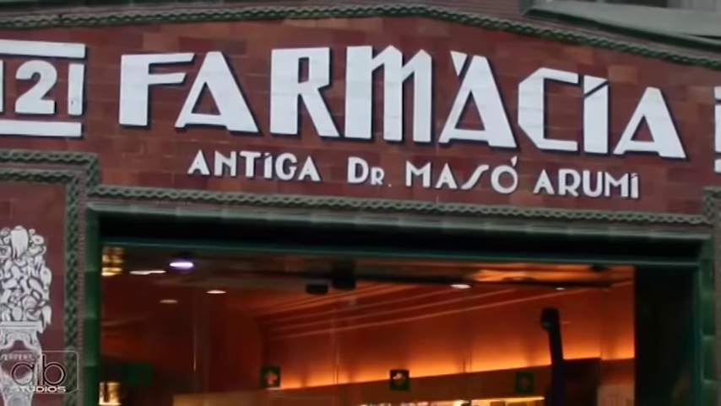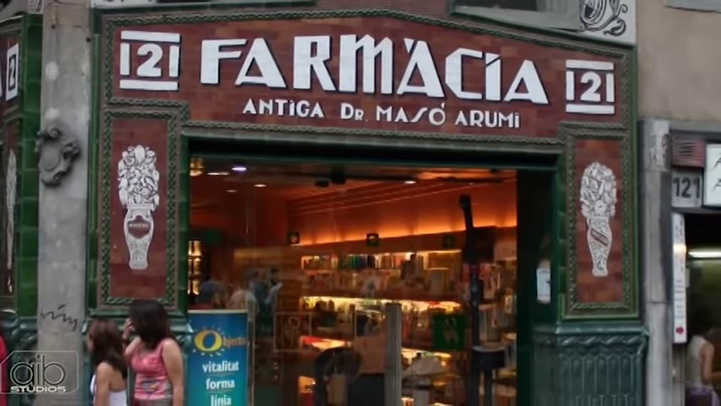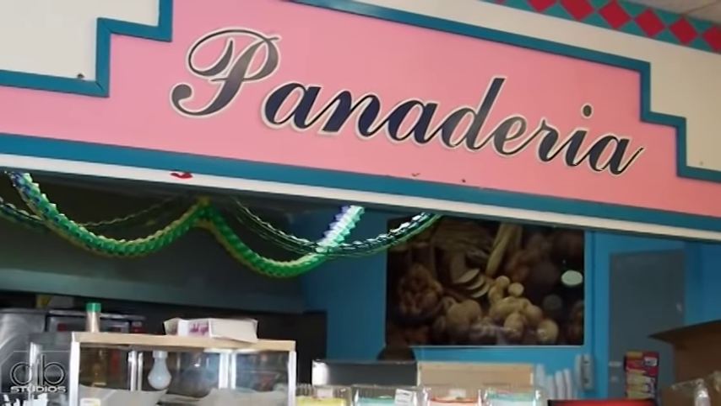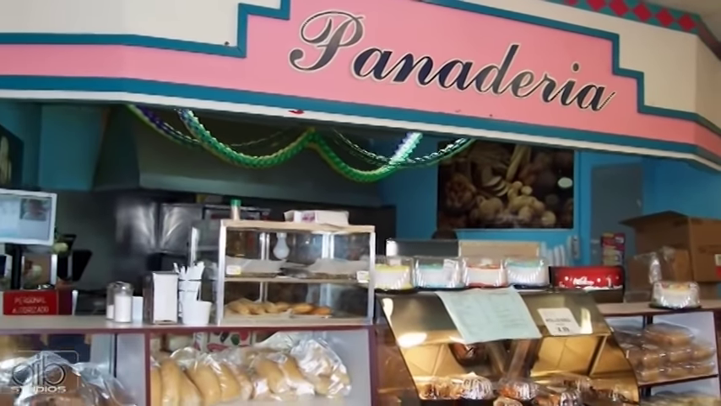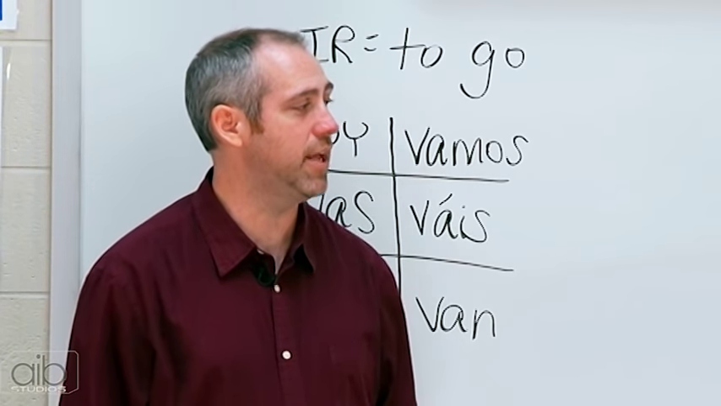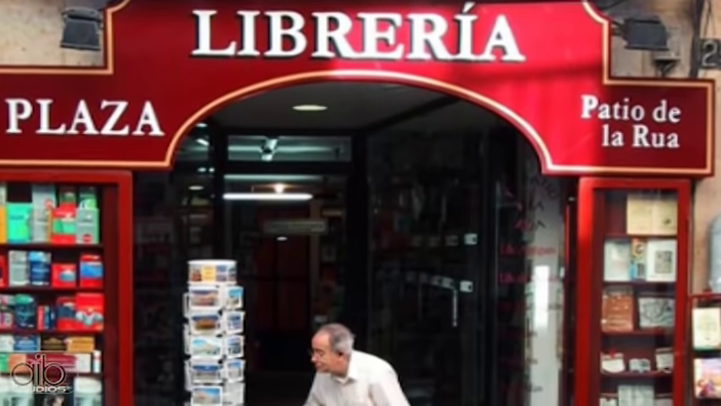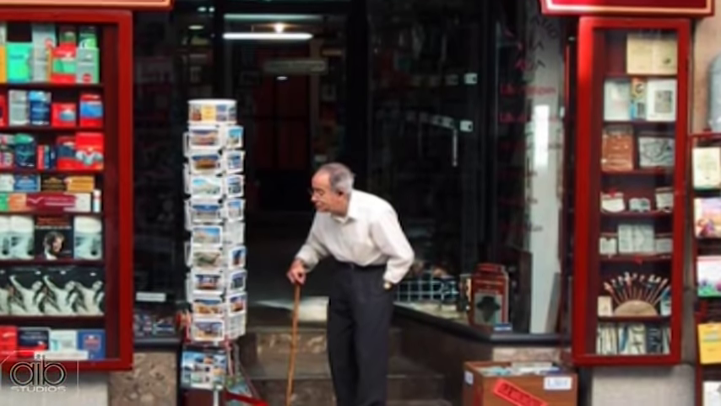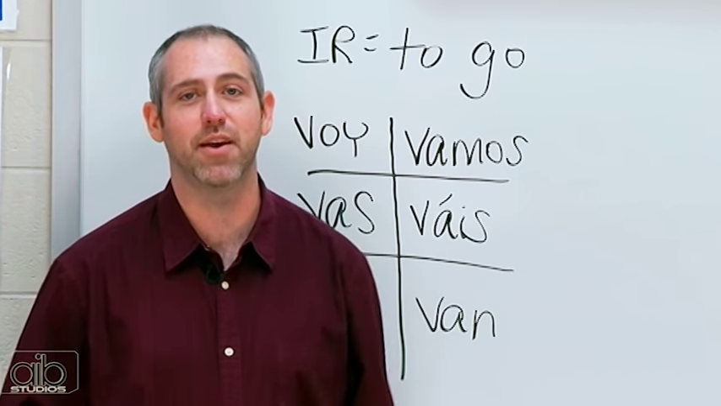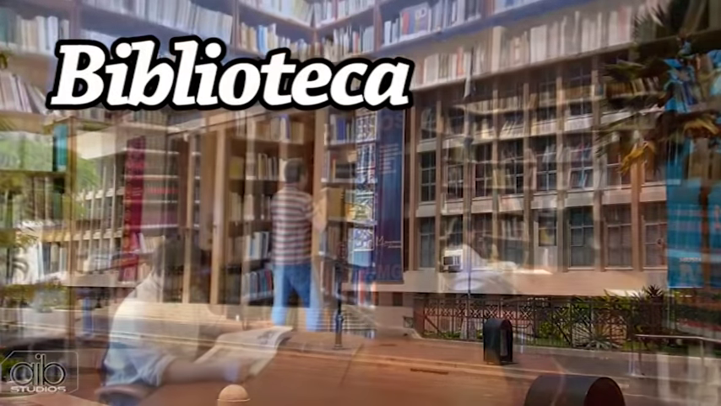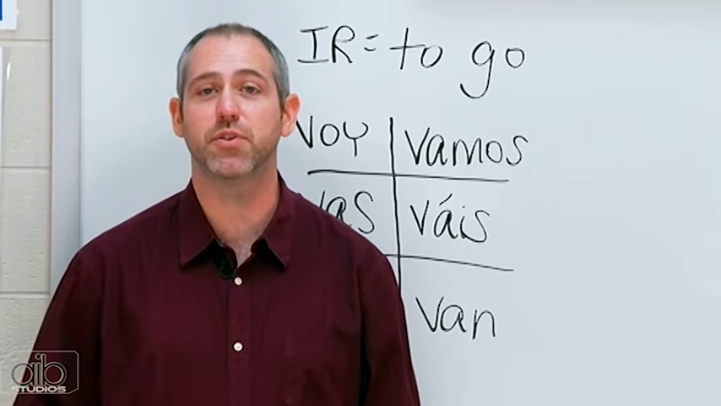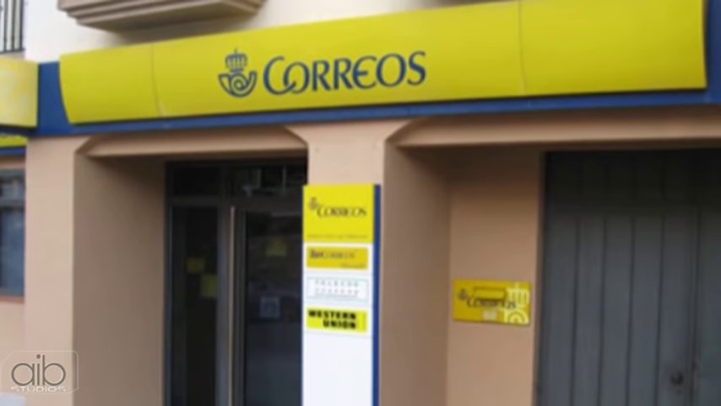And then there is la farmacia, which means the pharmacy, you guessed it. And then there is la panadería, which also sells food like bread. And then there is the librería. Now, before you think that means library, it actually doesn't. It means bookstore. A library, here comes the library though. It's la biblioteca. It's a different word in Spanish. Don't be fooled by it. And then you have the post office, which is el correo.